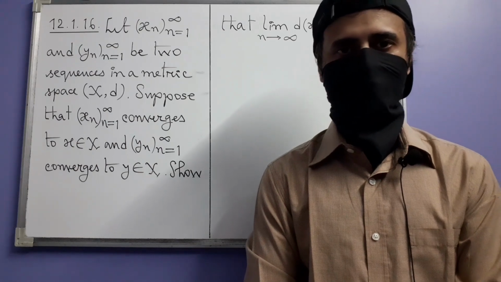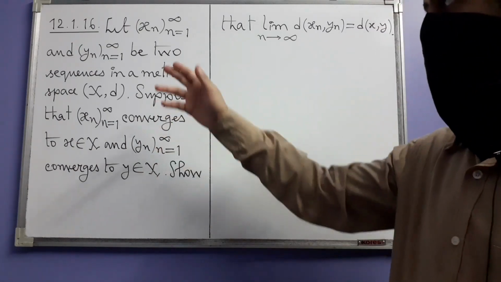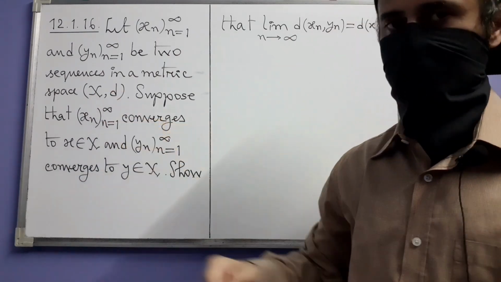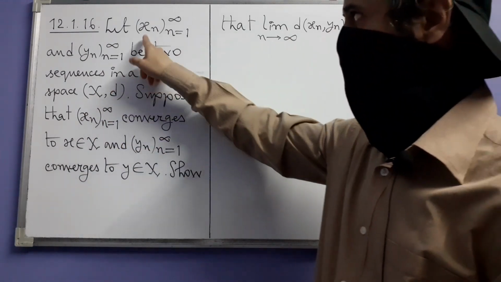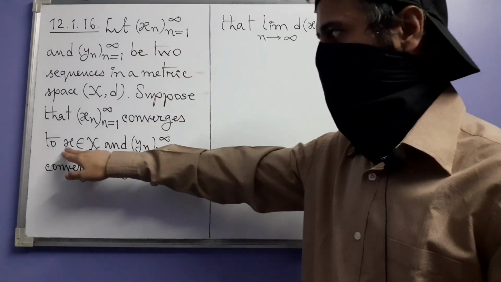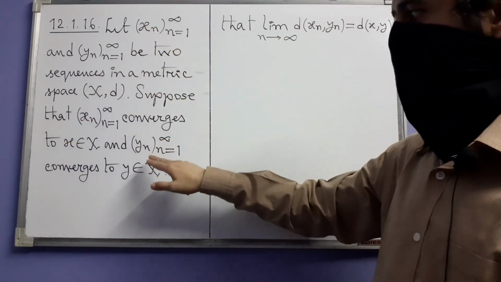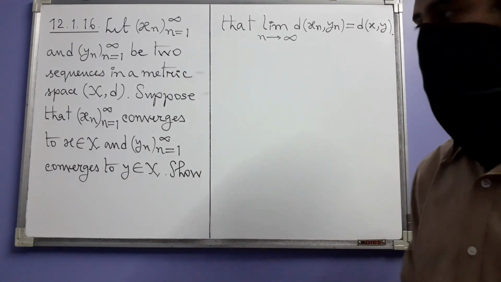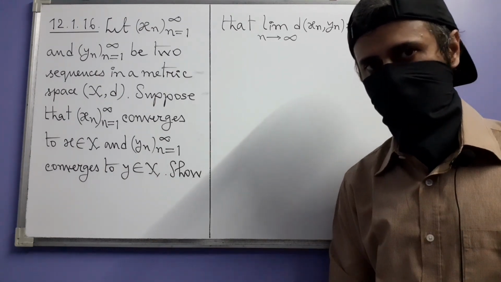And finally, we have come to the last exercise, number 16. Here we have a metric space X and the metric is d, and there are two sequences xn and yn in X. xn converges to a point x and yn converges to a point y. Both the points are in X, of course, with respect to the metric d.